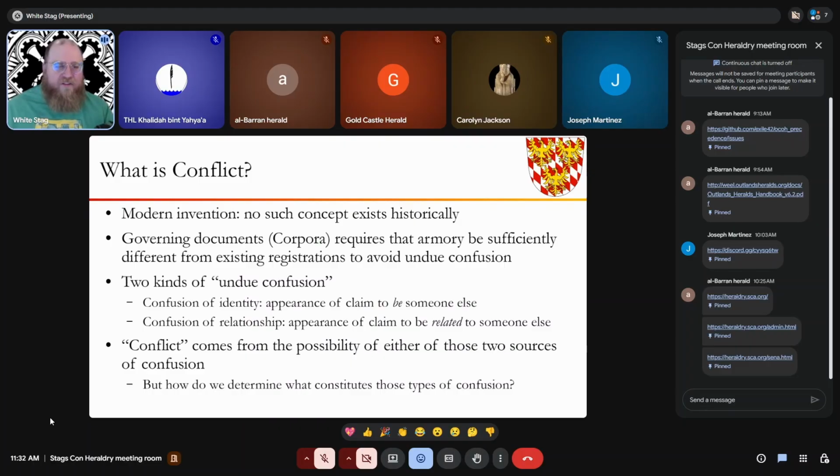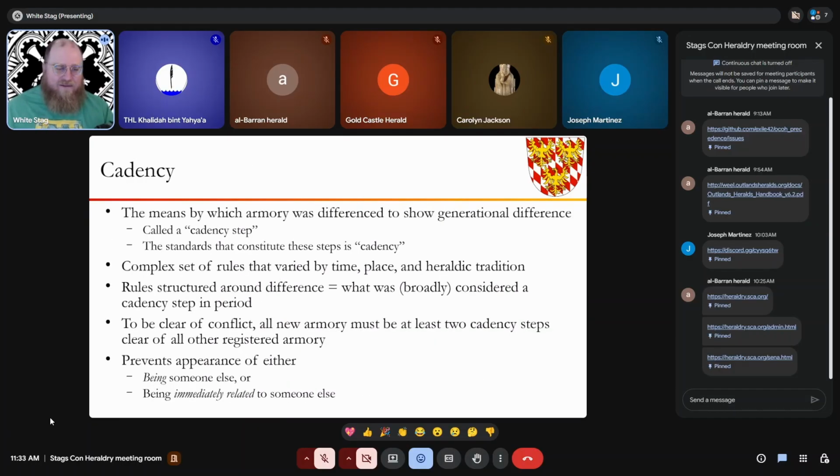So the armory represents a person. When you have the same armory as someone, it is a visual claim to be them to the period mind. And there are certain ways, and we'll talk about this on the next slide, of armory representing a relationship between people. So our concept of conflict comes from preventing confusion between claiming to be a person and claiming to be related to a person. So how do we determine what constitutes that kind of confusion? And for that, we need to talk about cadency.